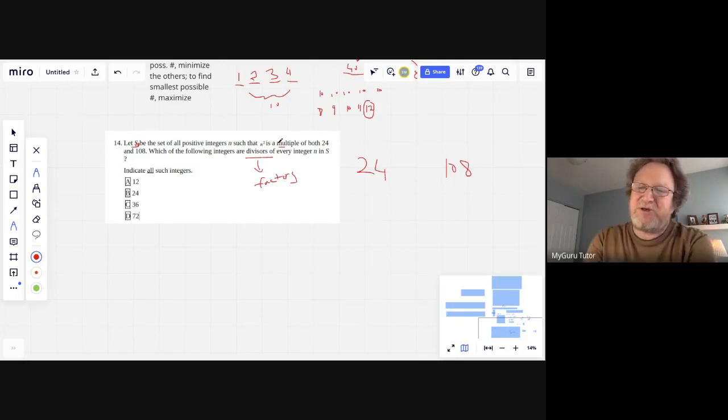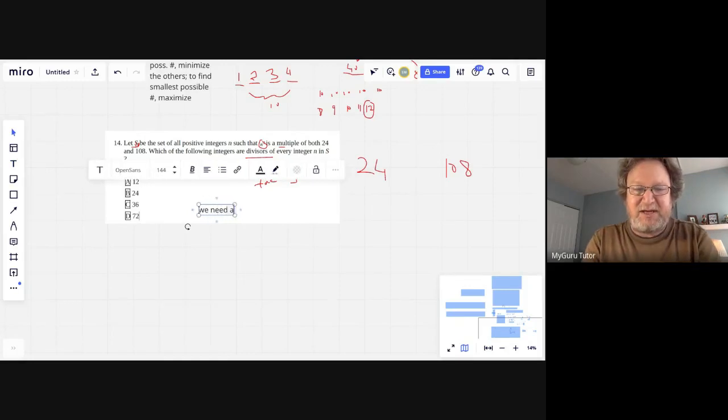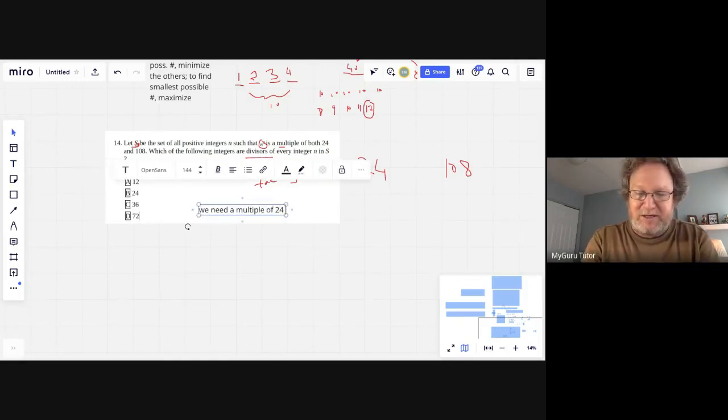But we're not just looking for any common multiple of 24 and 108. We're looking for a common multiple of 24 and 108 that n squared could be a multiple of. So we're looking for a multiple of 24 and 108 that is also a perfect square. Let's write that down. We need a multiple of 24 and 108 that is also a perfect square.